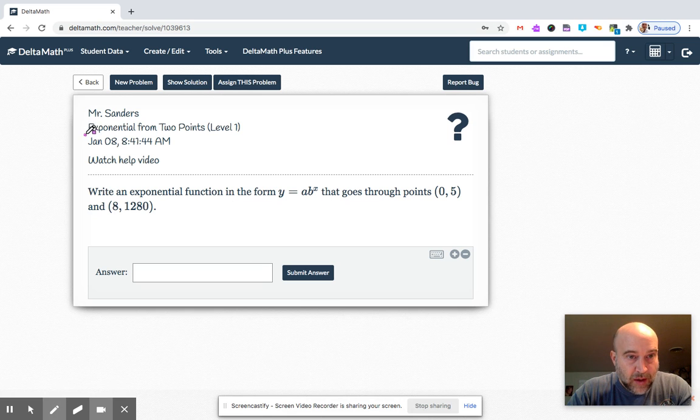Let's see, we are doing exponentials from 2 points. Level 1 pretty much means that there is a zero value or a starting point that they're giving us. So let's go ahead and just make sure we recognize that this is our zero value.